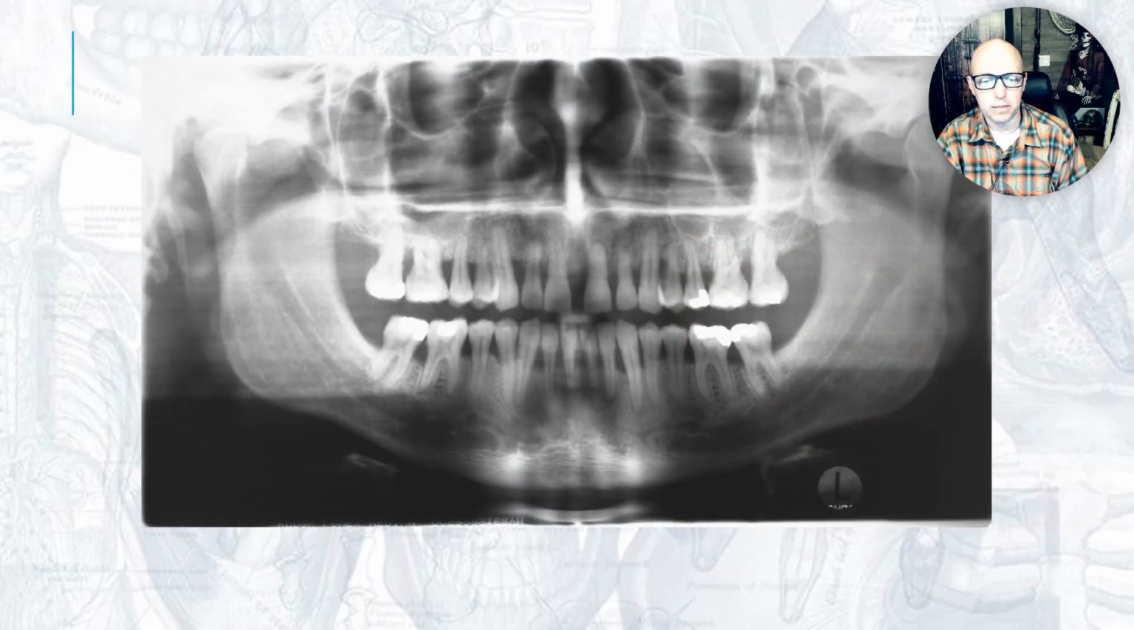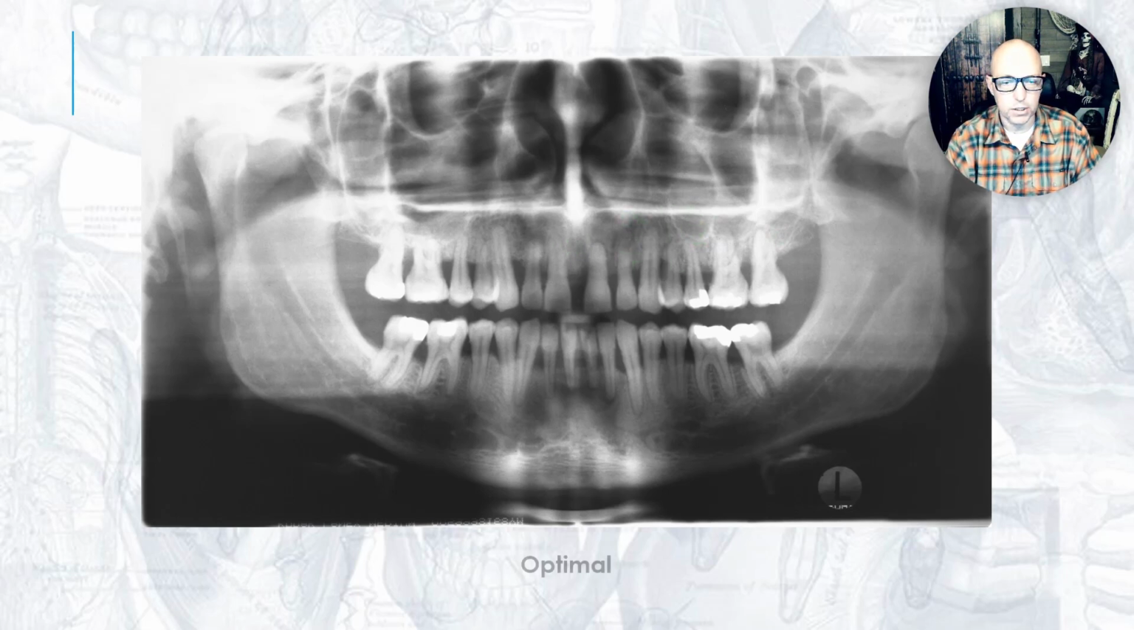What about this one? Is there a big problem? Pretty flat occlusal plane. I can deal with that as long as there's no downward curved occlusal plane, and as long as the hard palate line doesn't superimpose the roots of the maxillary teeth. So yeah, this one is pretty good.